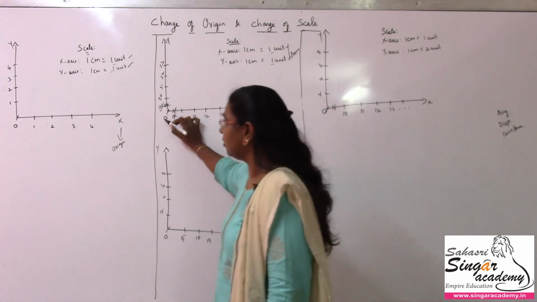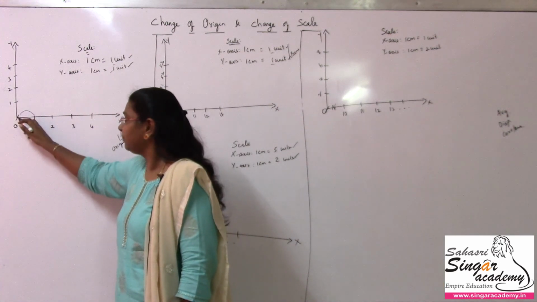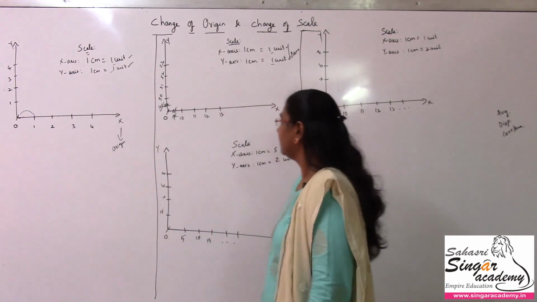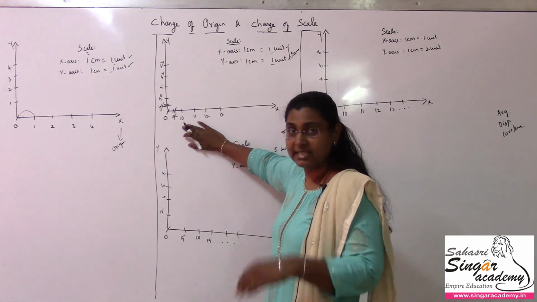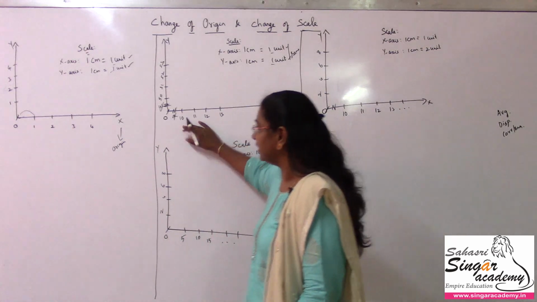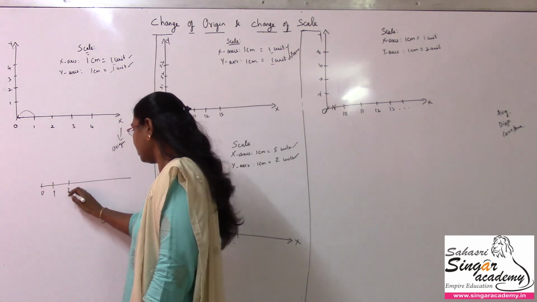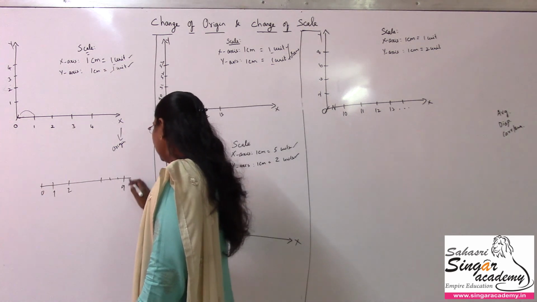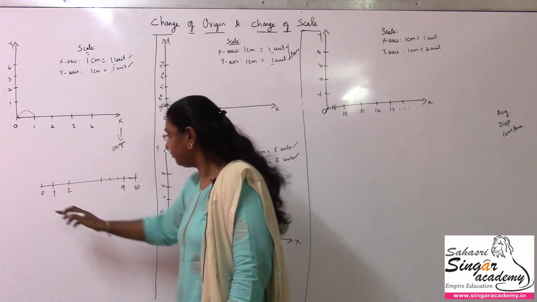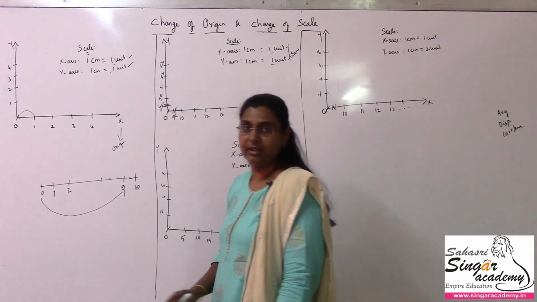Now, where is the origin? Normally, where is the origin? It is next to 1. Am I right? But where is the origin here? It is next to 10. So what I have done here is, in the x-axis line with 0, 1, 2, 9, 10, I have shifted this origin over here. You understand?